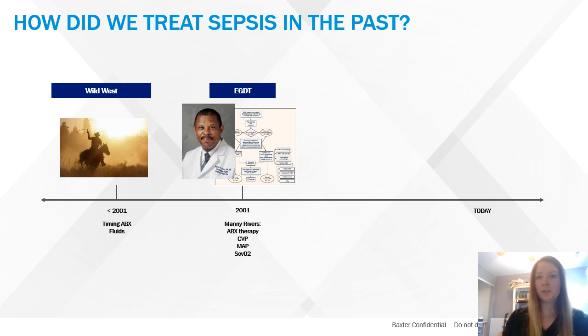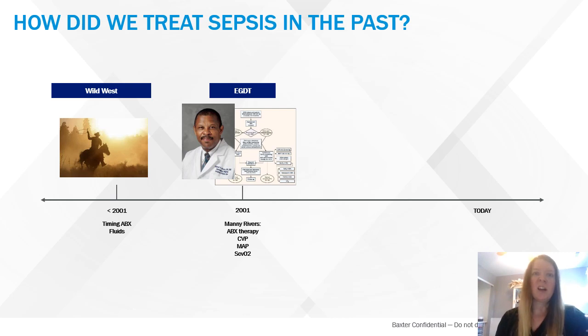So how did we treat sepsis in the past? If you look at this slide before 2001, and we're going to talk a little bit about antibiotics and mostly fluids, it was kind of like the Wild West. Sometimes patients would get their antibiotics right when they presented to the hospital, and some would receive them hours after admission. Some patients, when it came to IV fluids, weren't even resuscitated at all.